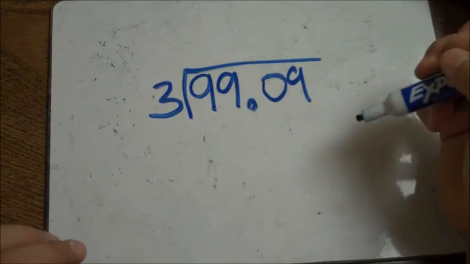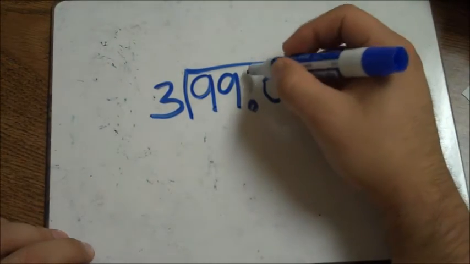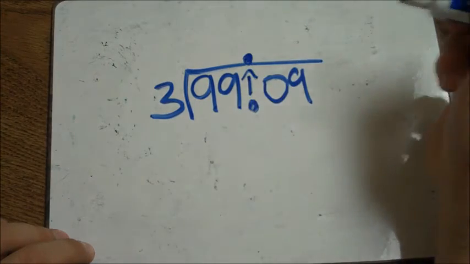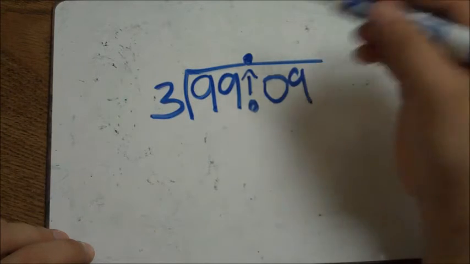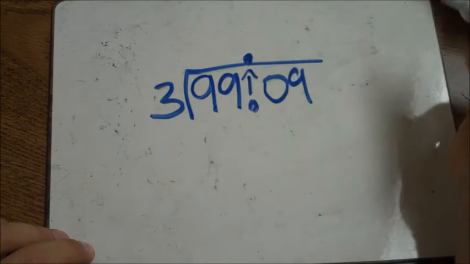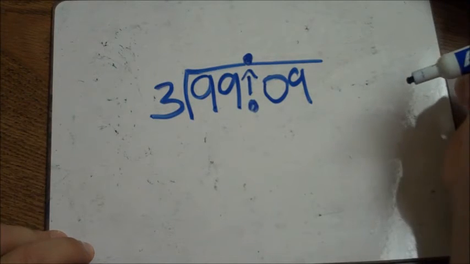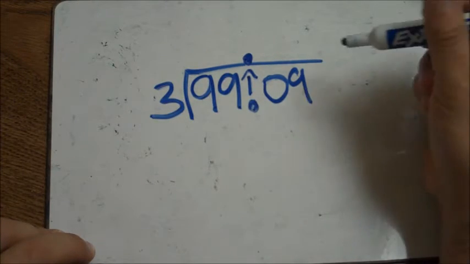Before I even start the problem, what I'm going to do is just automatically move this decimal upstairs. So that's how we know where the decimal is going to end up in our answer. I won't even have to mess with it now. So now I'm just going to solve this division problem like normal. So let's find our quotient.